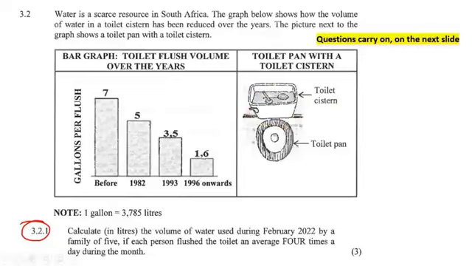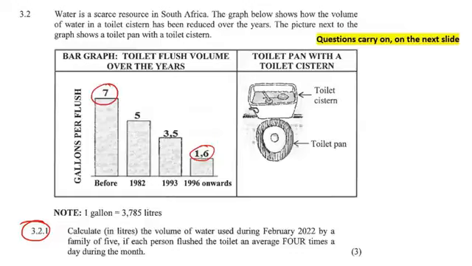What they're trying to tell us here is that back in the day, when our grandparents and parents were sitting on the toilet, they had 7 gallons that they could use to flush away all their business. Then in 1982, it became a little bit less. And after 1996, wow, look at that. After 1996, we only use 1.6 gallons. Back in the day, they were using like 4 times as much water as we do to flush the toilet. That's crazy.